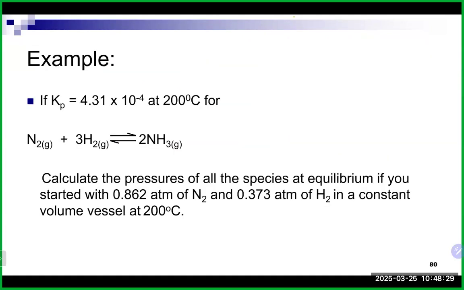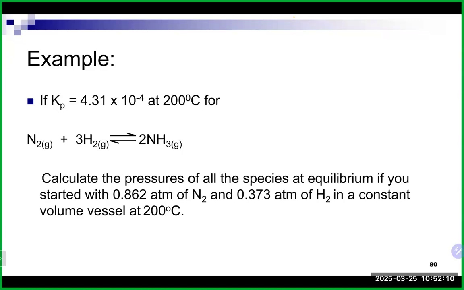All right. Let's take a look at one last one here to finish up for today. If the Kp is 4.31 times 10 to the minus 4, what is the pressures of everybody at equilibrium if you started with 0.862 atmospheres of N2, 0.373 atmospheres of H2? So again, a reminder, as we talked about, you could obviously do an ice table with pressures with the Kp. So works the exact same way.